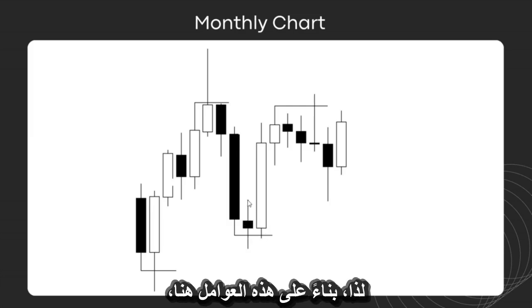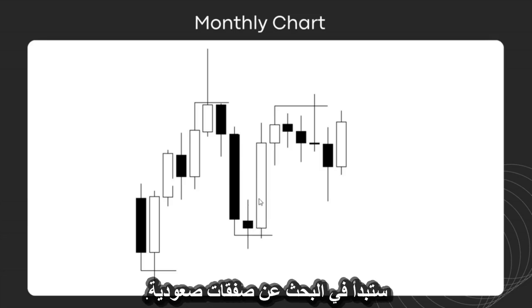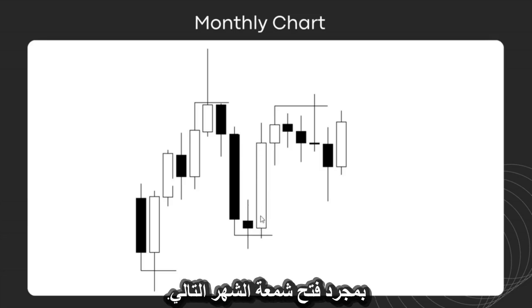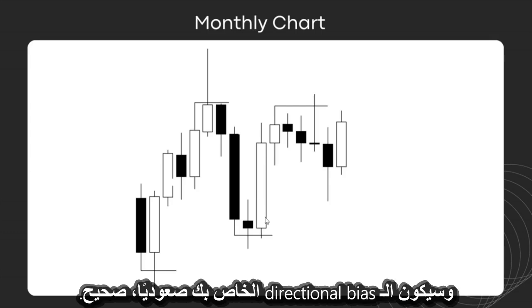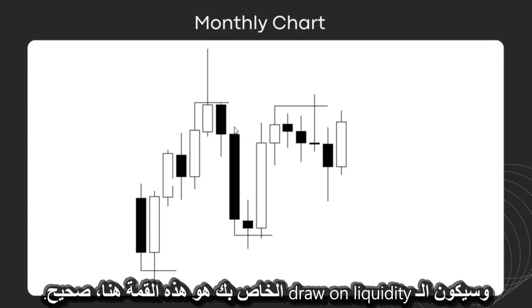So based on these factors right here, you're going to start looking for bullish trades as soon as the next month's candle is open, and your directional bias would be bullish, right? And your drawn liquidity would be this high right here, right?